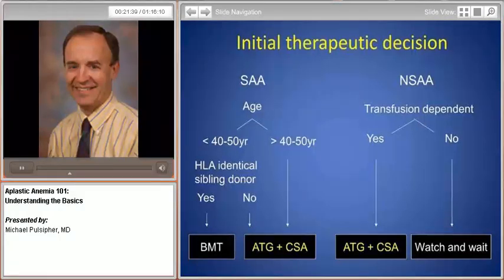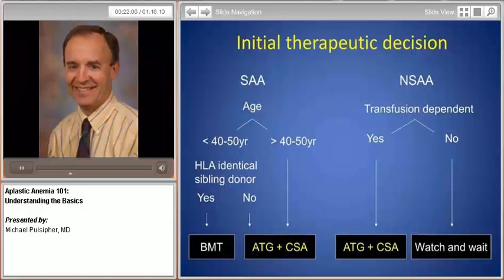As I mentioned to you before, the gentleman in his mid-50s who had counts that were down somewhat wasn't in a situation where his counts were so low that he would be in peril. He could live with bruising and not have a lot of problems, and not really need a lot of decision. So those patients who have non-severe aplastic anemia and are not transfusion dependent oftentimes will watch and wait.